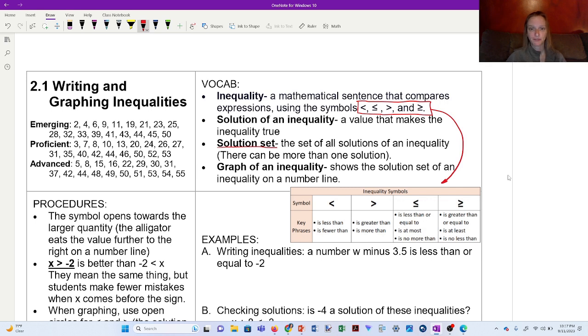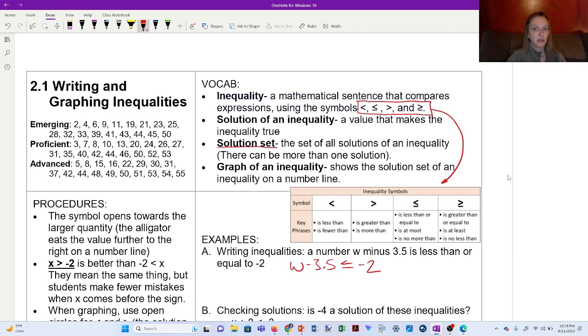We'll look at that in a couple examples. But first, let's look at how to take words and write them as an inequality. A number W minus 3.5 is less than or equal to negative 2.